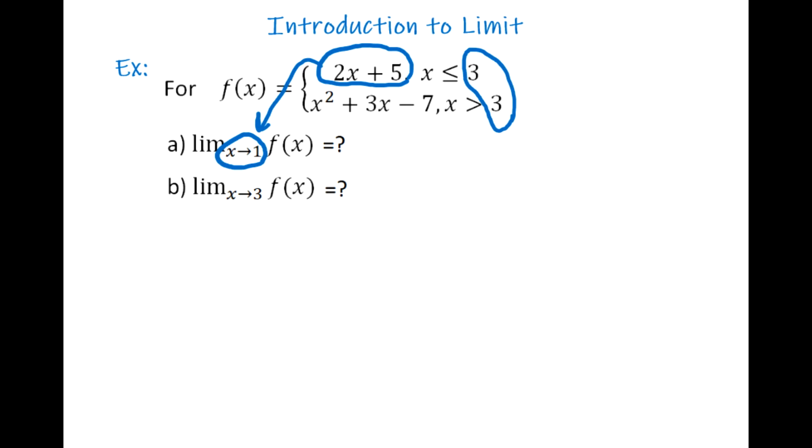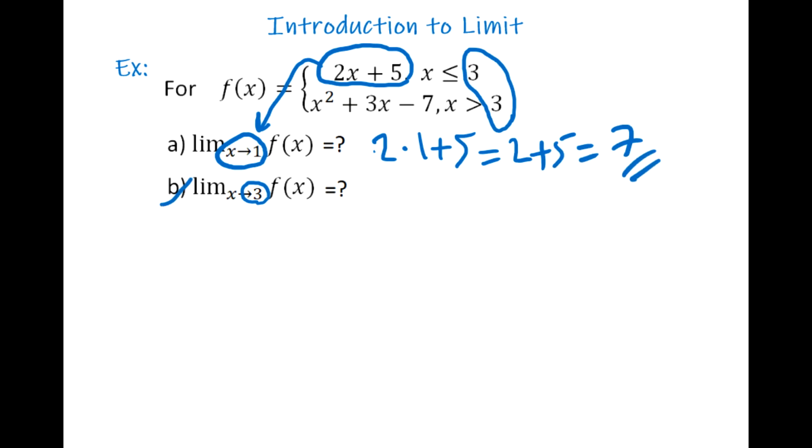Because it's not a critical value, but here we have a critical value, we will use a different strategy in B, but for A, all we need to do is just put 1 instead of x. That's it, guys. So once you do it, we're going to have 2 times 1 plus 5, and there is 2 plus 5, and there is 7, guys. It's that easy.